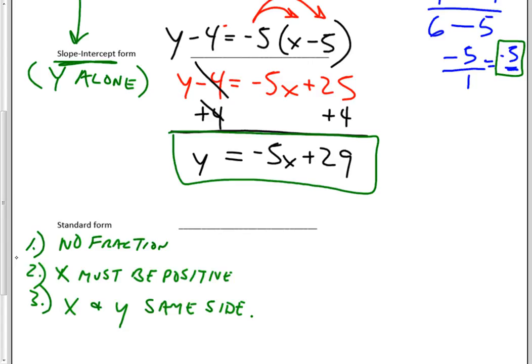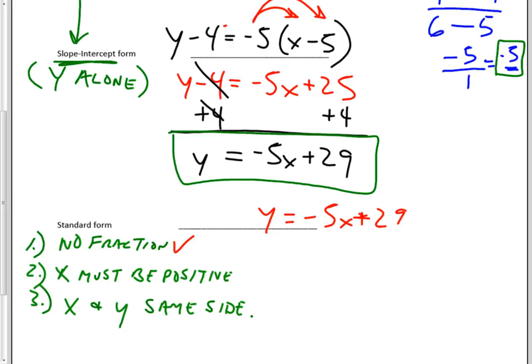Any fractions here? Nah. So why not use that? I'm already done with step 1 if I look at this. I could go back to the beginning, but why do that when this is a perfectly good equation? So I'm going to start with this. Y equals negative 5x plus 29. No fractions. Is x positive? No. So I have to move it.